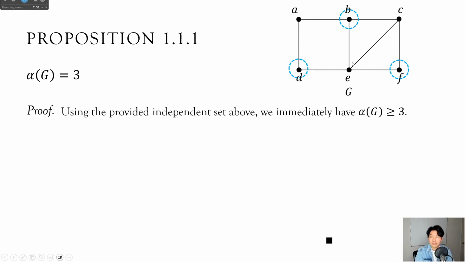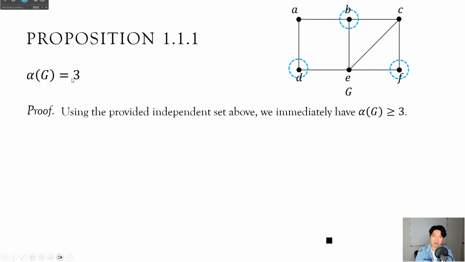Based off this picture, I can already tell you that my independence number has to be at least 3. Because, remember, this means the size of my biggest independent set. So right here, this is an independent set. If I have a bigger independent set, it has to be either 3 or bigger. So I know my lower bound is 3.